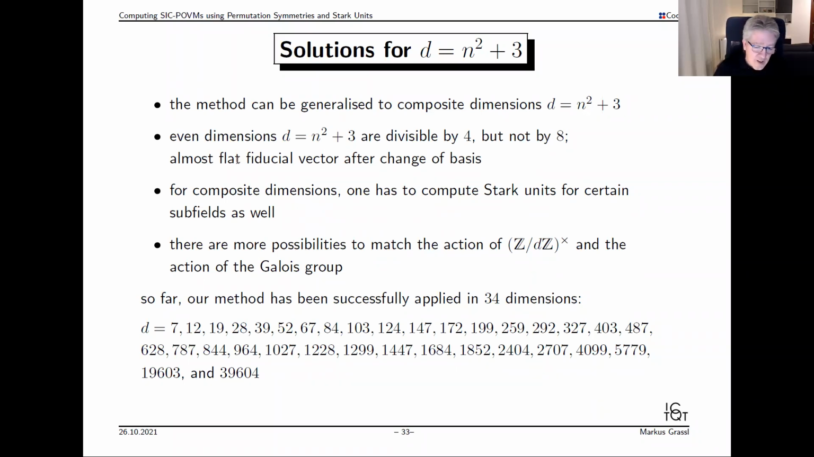And when we can make a chain of bases, we can again work them in terms of flat bases, and we can compute Stark units. Now we have to compute Stark units for more than one field. We get some additional complications, but nonetheless, we have applied the method to 34 dimensions, and we have a lot of 4-digit dimensions and 2 5-digit dimensions, which are clearly beyond what we were able to reach by our numerical methods before.